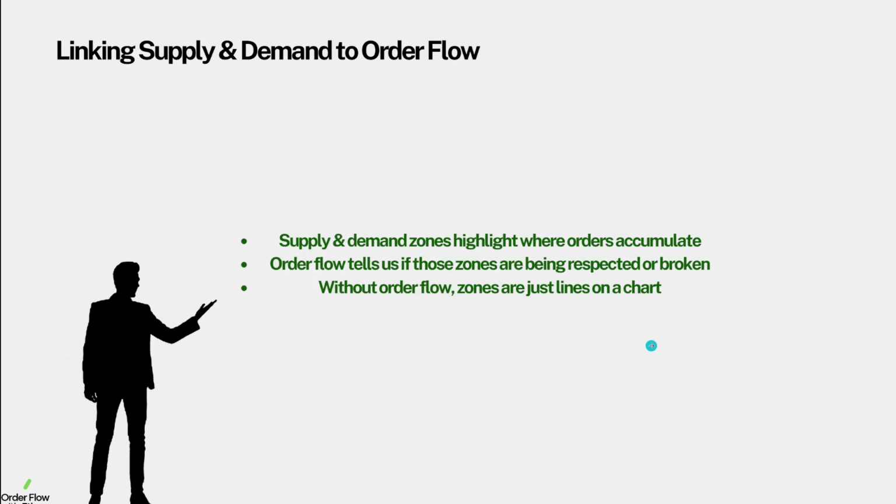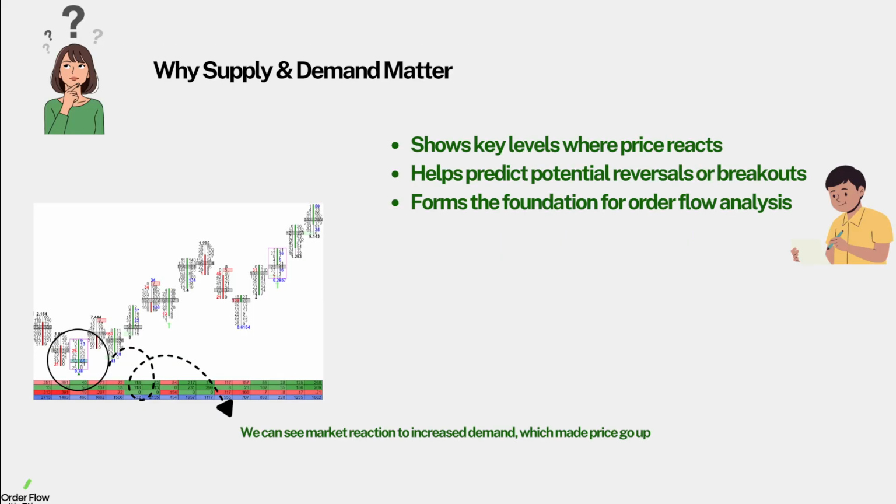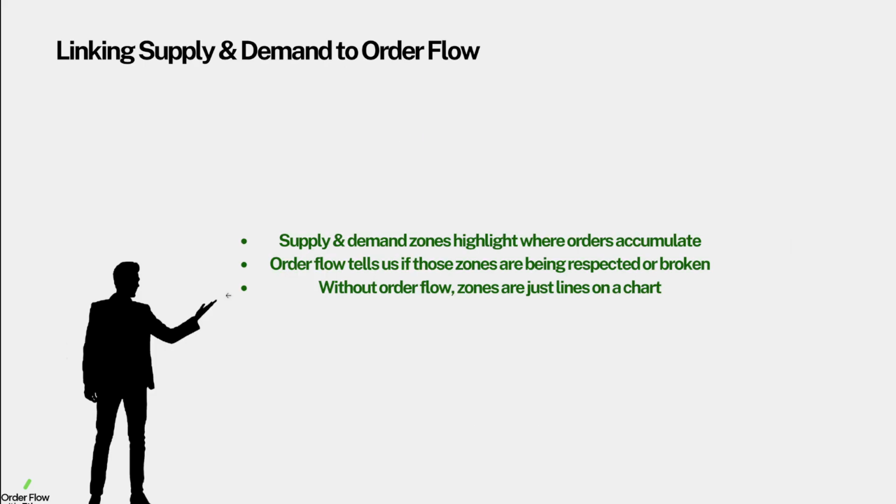So how do we link supply and demand to the order flow? First of all, supply and demand zones highlight where orders accumulate. If you go to these levels, you can see that many orders are happening here, and this is a demand zone. Many people have huge demand for contracts here, which made them buy. Also, same thing here, and here, where they wanted to sell. So order flow tells us if those zones are being respected or broken.